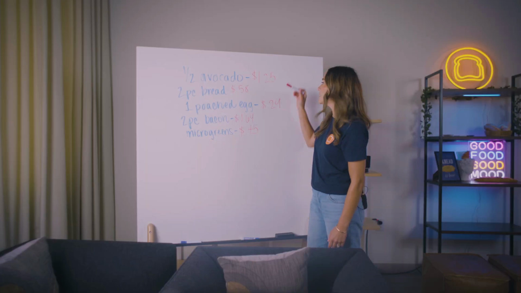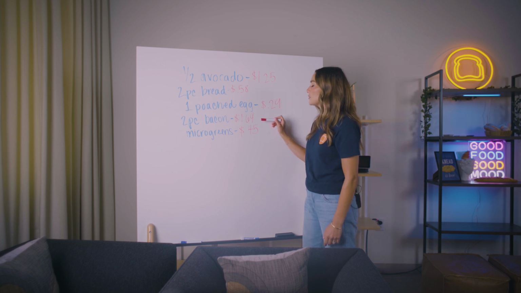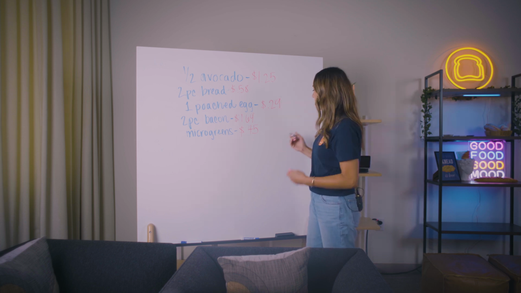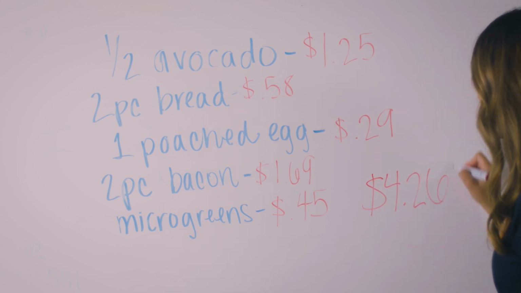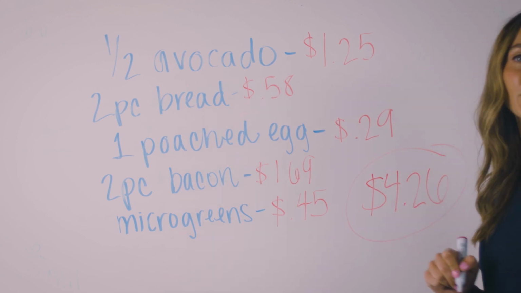Your menu item food cost would be the dollar amount of all of these ingredients added up. So in this case, $4.26 is the total menu item food cost for our avocado toast.